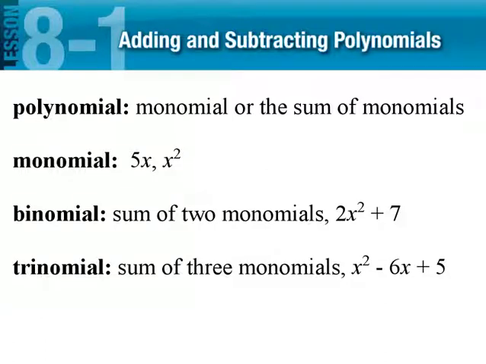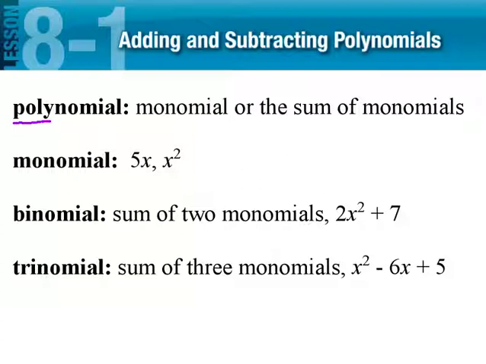Define what a polynomial is. If you remember, the prefix poly, does anybody know what that means? It means many, multiple. Nomial is going to mean terms. So a polynomial means many terms. And so a polynomial is defined as being a monomial or the sum of monomials.